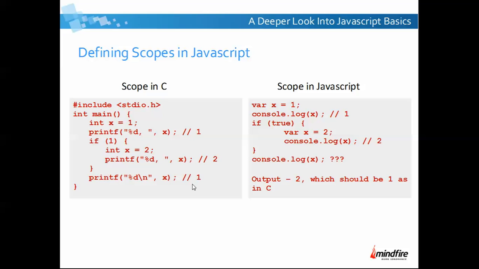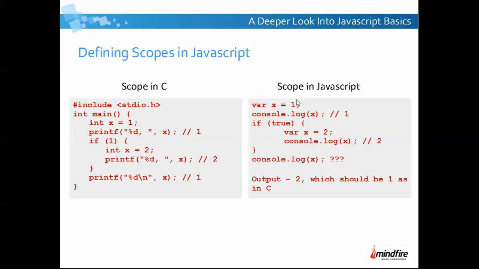According to this program, the local scope ends with this if block. If we consider the same in JavaScript, we will be wrong, and here we are getting output as 2, which should be 1 as in C. So we see that there is no block level scope in JavaScript.